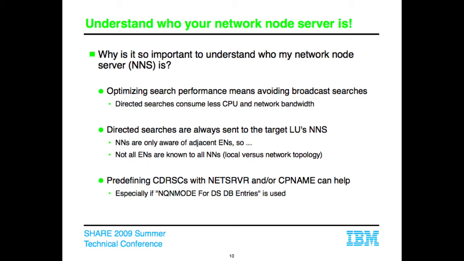I think coding the network node server operand probably is a little bit overkill because in most cases you're only going to broadcast once anyway. And if you're checkpointing and reloading your directory services database, you're probably not even broadcasting that very first time. So I think this is probably a little bit overkill. I would code the CP name though, along with NQN mode equals name, so that you can use the NQN mode for DSDB entries function.